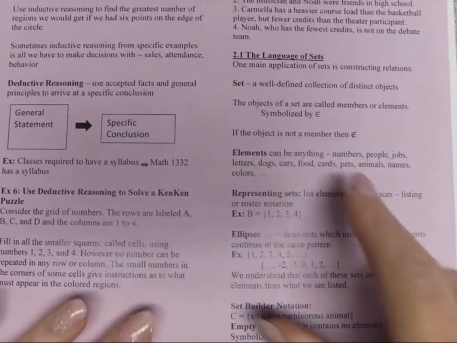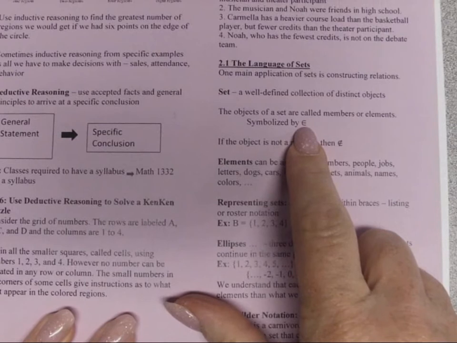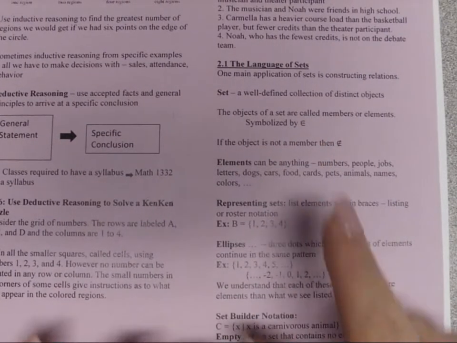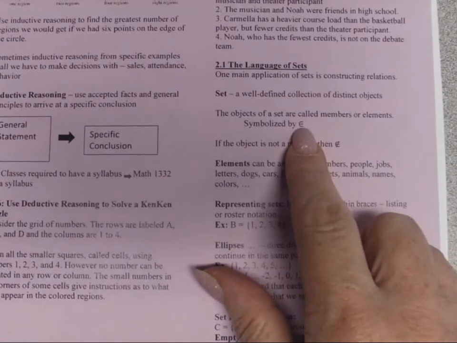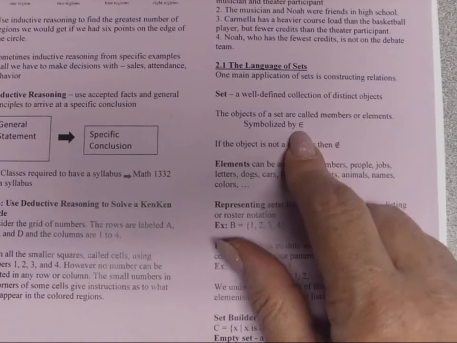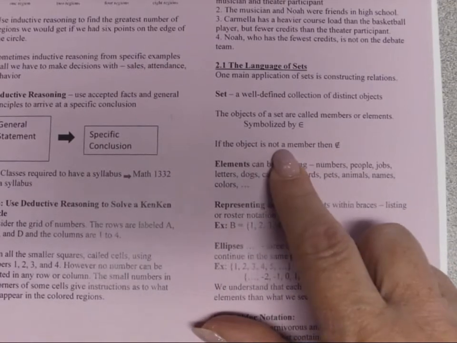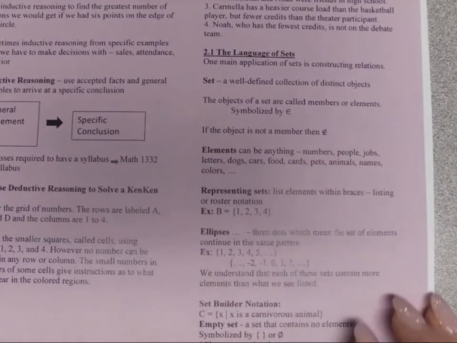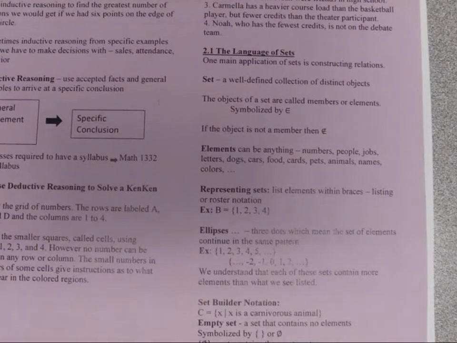elements, symbolized by this symbol here that looks like an E, or kind of looks like a comb or the end of a pitchfork, however you want to look at it. But that's the symbol that means element. So it means it's an element of a set. If the object is not a member or an element of it, then it's got a line through it saying, no, that's not true. So elements can be anything. They can be numbers, people, jobs, letters, dogs, cars, food, cards, pets, animals, names, colors, and so on.